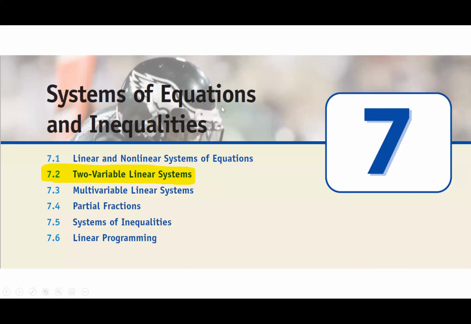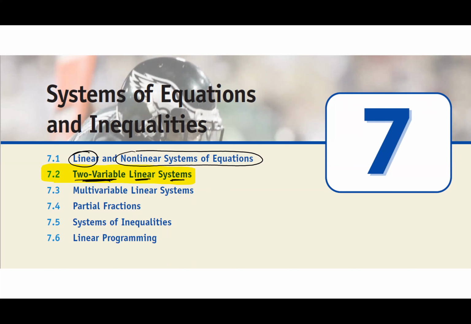Let's jam with 7.2. Let's see, we have how many minutes? 25 minutes? I think we can do it in 25 minutes. So last time we did linear and non-linear systems. So now we have cubes in there, we have quadratics in there. So we're gonna go back really quick here. We're gonna go back to linear systems for 2 times here. So 2 variable linear systems.